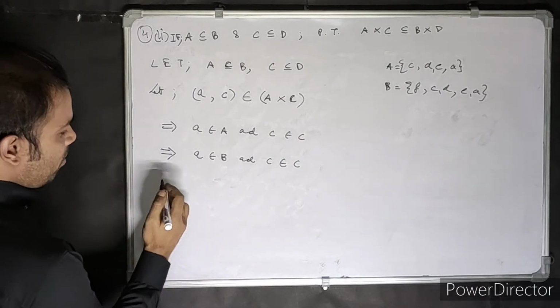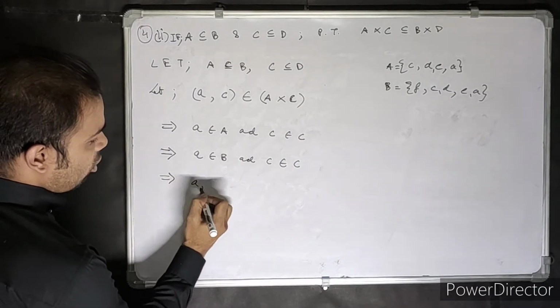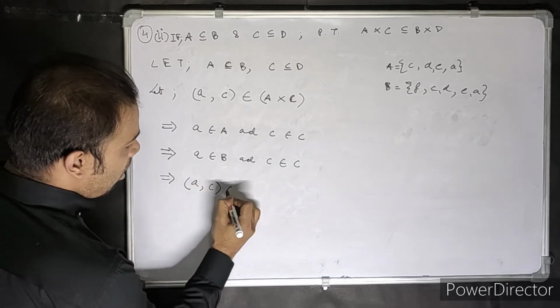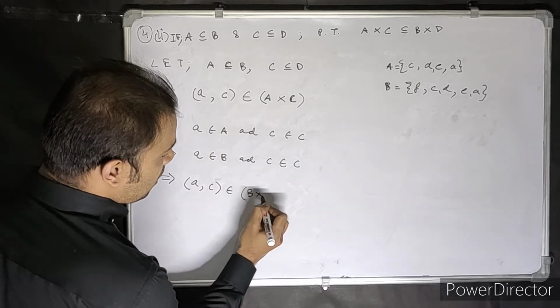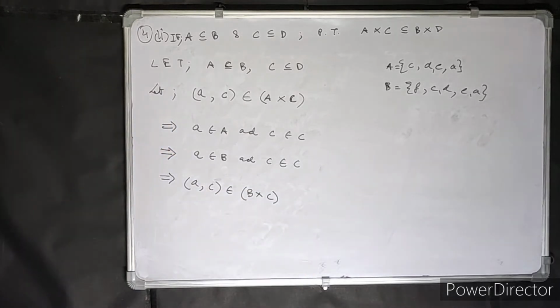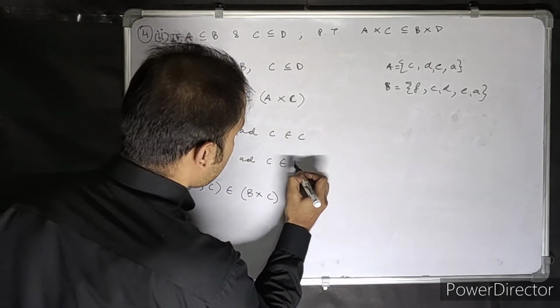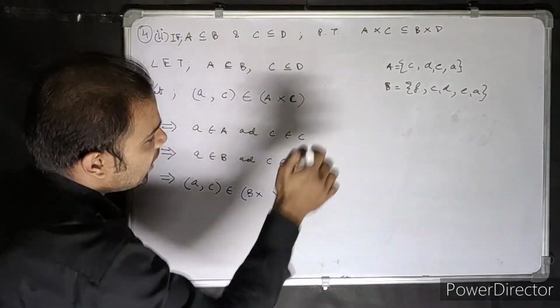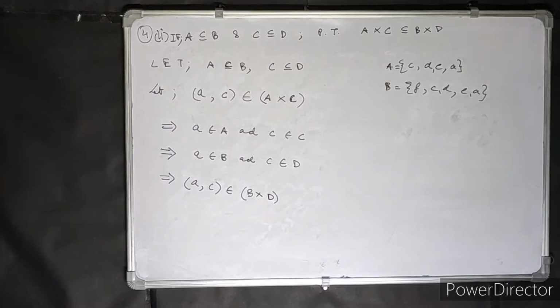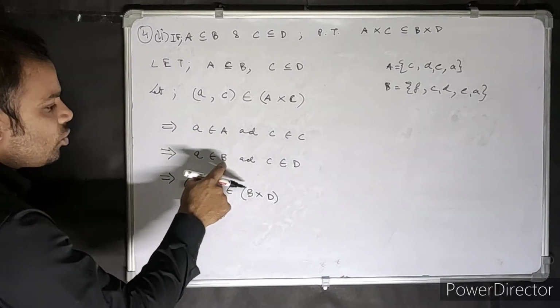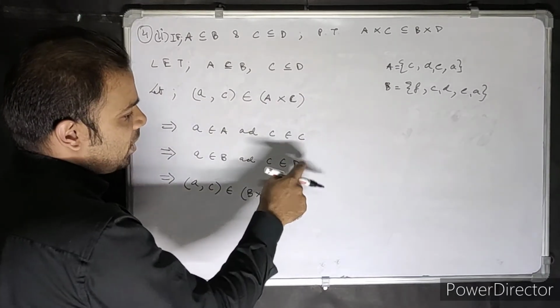So now from here, what can we write? Simple. (a, c) now belongs to B cross D, right? I didn't change this part. Always keep looking at what you have to prove, then you won't make a mistake. So A changed to B over here, C changed to D over here.